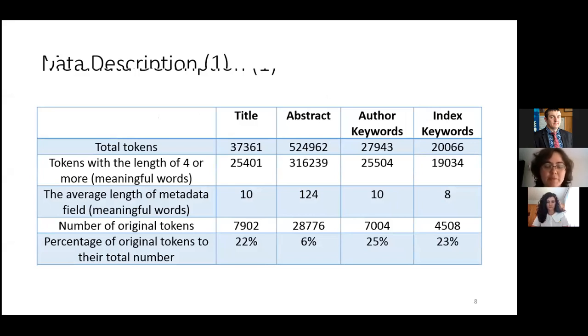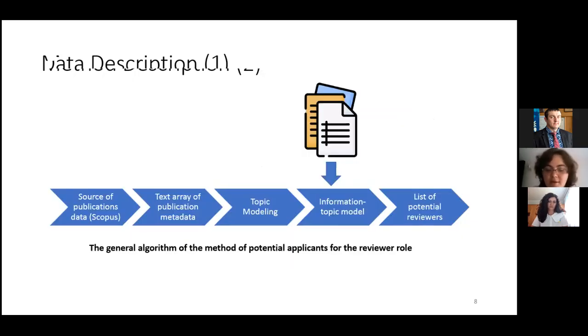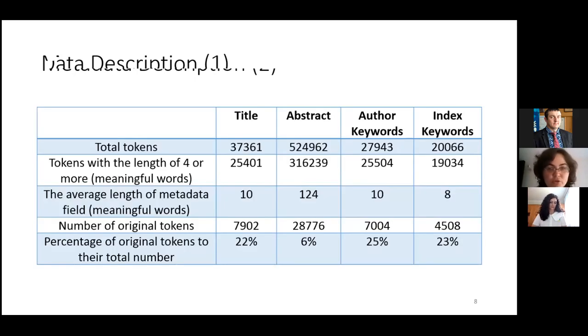On this slide, we present information about our metadata. So you can see the total number of tokens for different fields and tokens with the length of 4 and more, the average length of metadata field, number of original tokens, and the percentage of original tokens to their total number.